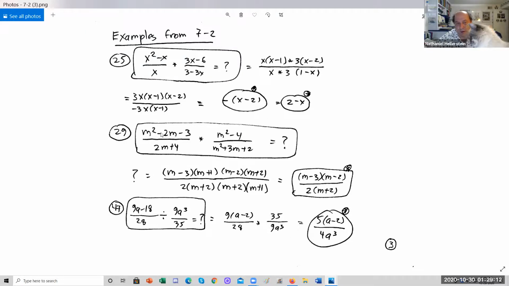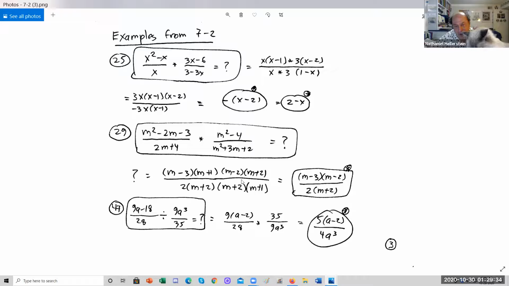Here we have (m squared minus 2m minus 3) over (2m plus 4) times (m squared minus 4) over (m squared plus 3m plus 2). All right, this one upper left factors into (m minus 3)(m plus 1). This one here factors to (m minus 2)(m plus 2). This one here factors into twice (m plus 2). This factors into (m plus 2)(m plus 1).